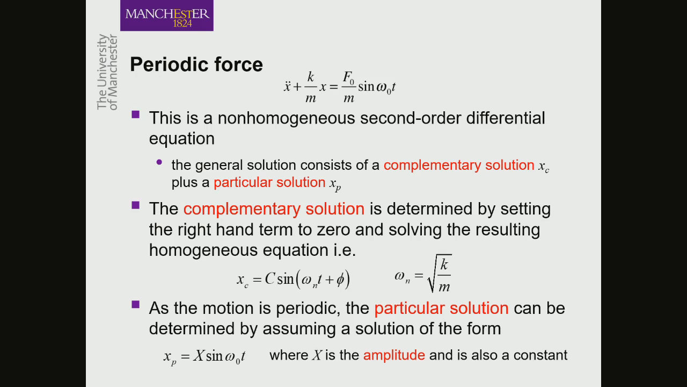If I were working on this slide myself later on, I would think, okay, the lecturer didn't tell us about this, and I think this would confuse me a bit. What I'm saying here is that as the motion is periodic, the particular solution can be determined by assuming a solution of this form. How? Why? This is a critical question here.